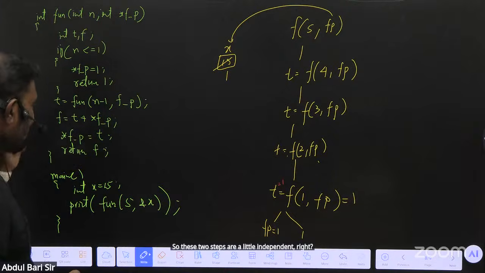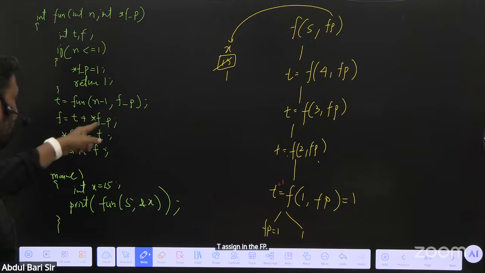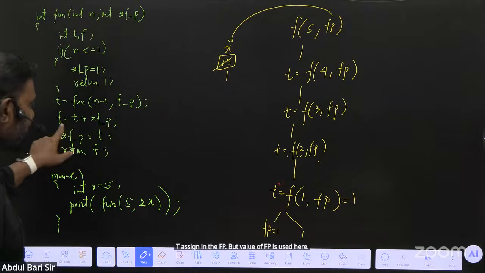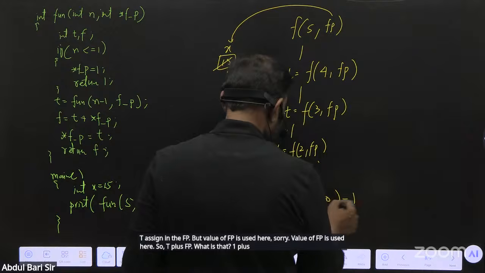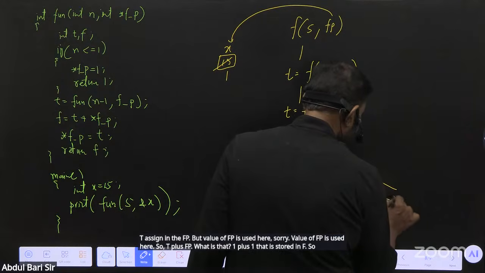T assign in the FP. But value of FP is used here, sorry. Value of FP is used here. So T plus FP. What is that? 1 plus 1, that is stored in F. So F assign 1 plus 1.